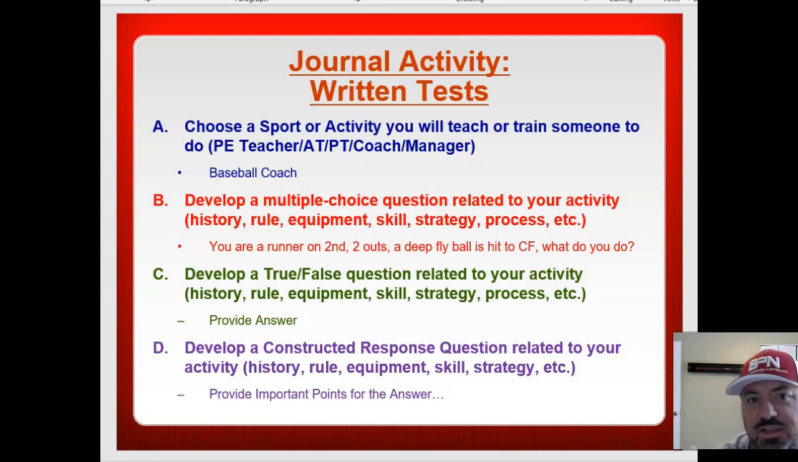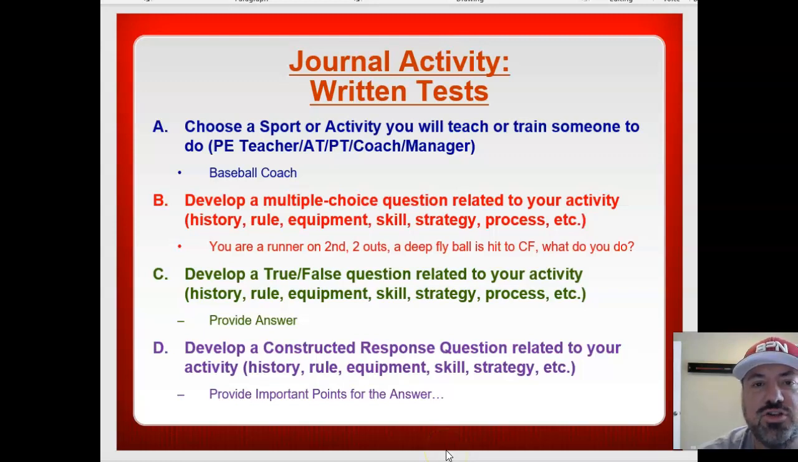And then I'm going to take the strategy or tactic of sliding towards the inside or outside part of home plate. So you might ask them to explain a process with that. And that can be done in either college level writing, such as paragraphs and essays, or this example would be more of bullet points. So develop me a constructed response question related to your activity, and then provide 3 to 5 bullet points for your answer. And those are the things you would be looking for.